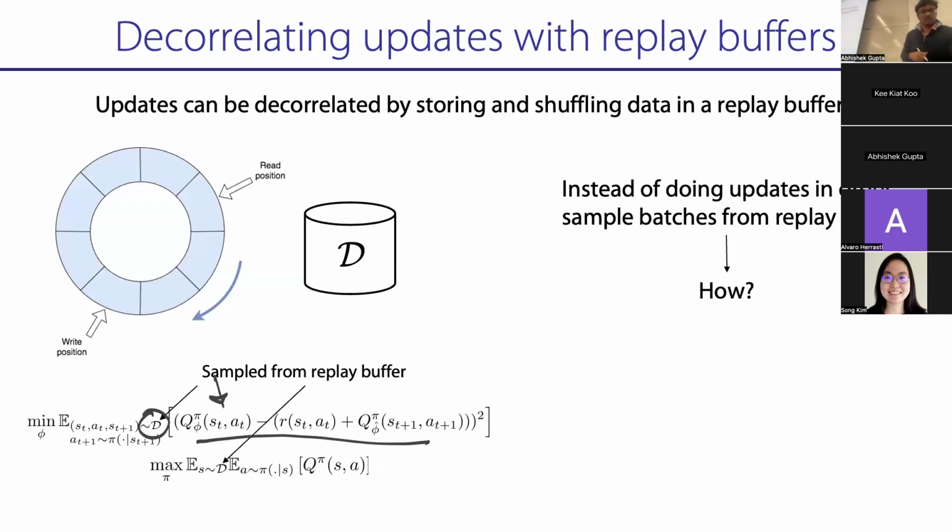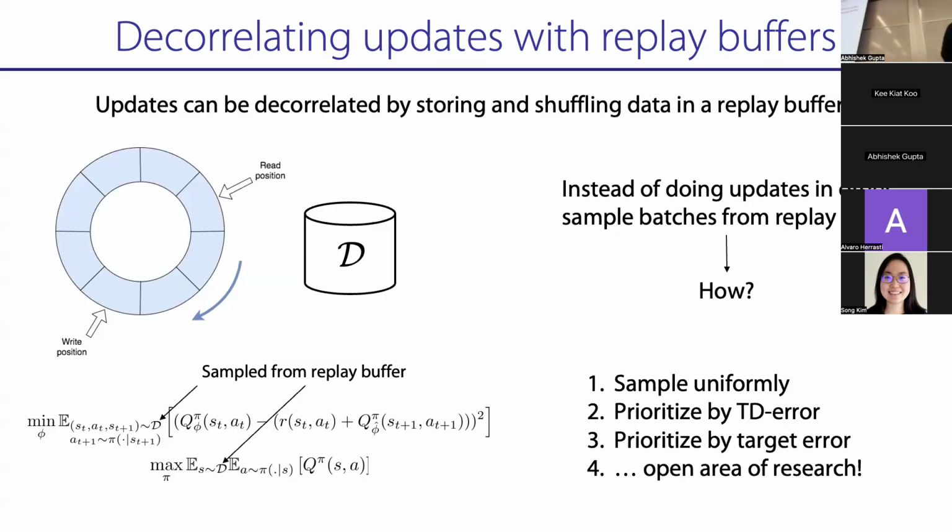Sample more for more recent trajectories. Yeah, definitely. So there's a whole body of work around how to sample from the replay buffer. And it may seem like a detail, but it's not.